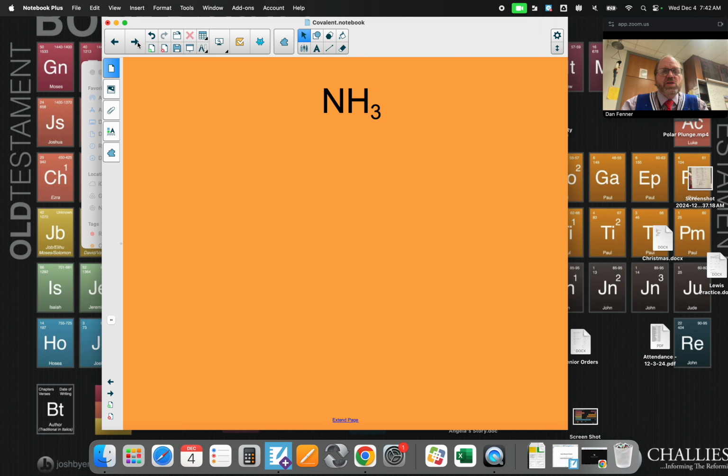All right, so nitrogen has 5. Count the columns. It's in that nitrogen group. Hydrogen, it's an alkali group. First column, we call that 1 valence electron, but there are 3 of them. So 1 times 3 is 3, 5 plus 3, that's 8 electrons. Now, which is the center? There's 1 nitrogen, 3 hydrogen, so nitrogen is my center.